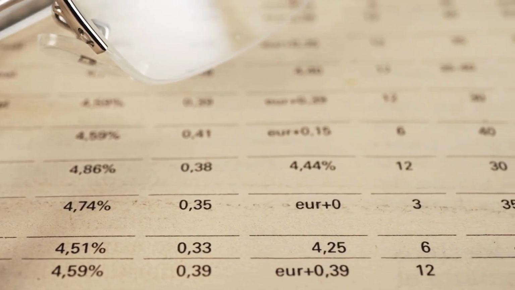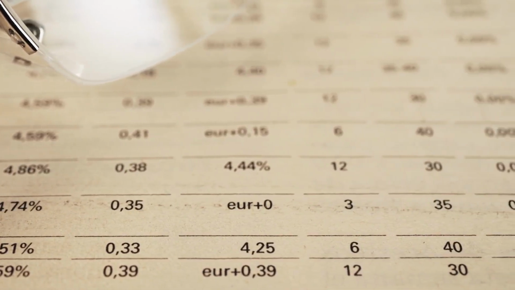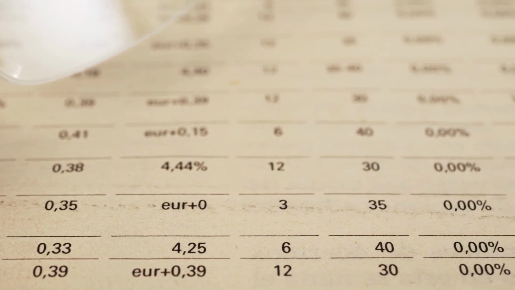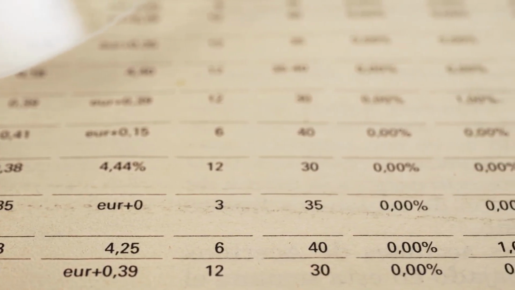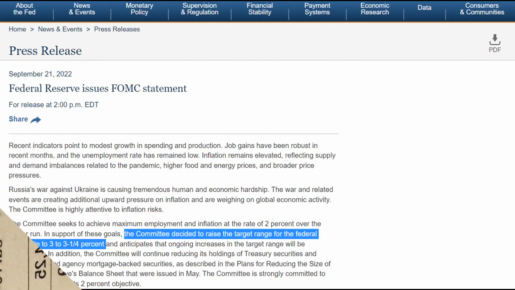How does the Fed funds rate work? The federal funds rate acts as a guide to overnight lending among US banks. It is set as a range between an upper and a lower limit. Currently, the federal funds rate is 3 to 3.25%.